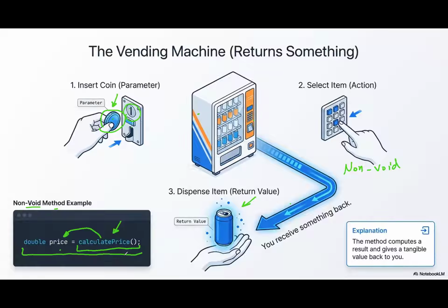So far, is that okay? Yep, that is clear. Can you read this part, please? The method computes a result and gives a tangible value back to you. Okay, it gives you something back.